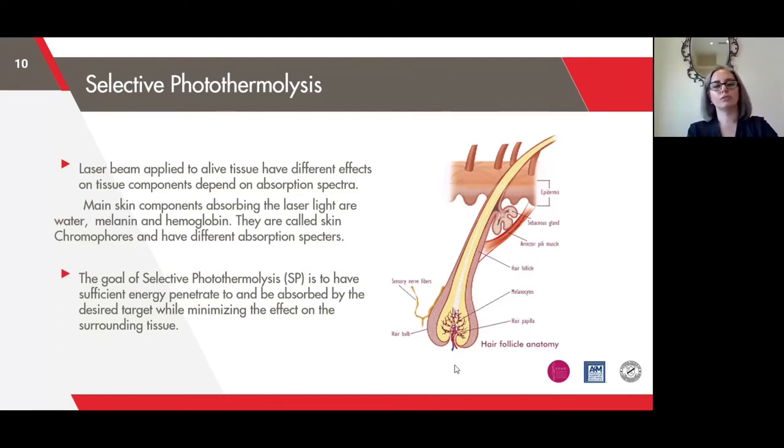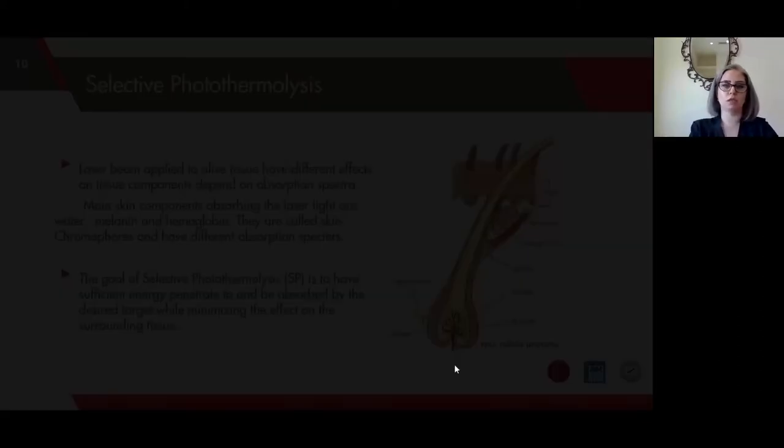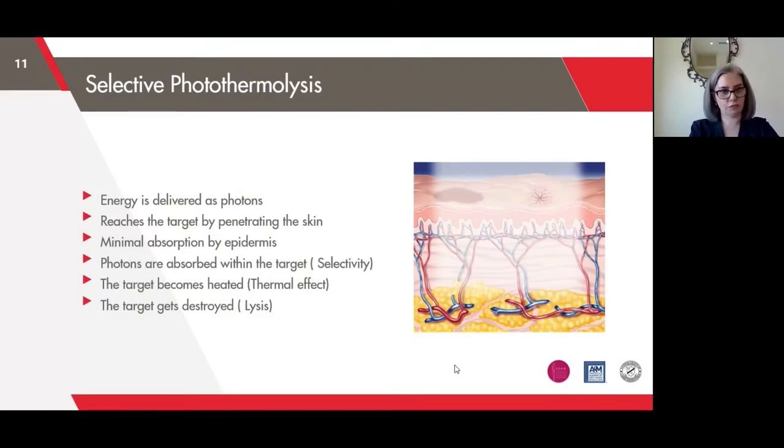So selective photothermolysis tells you that you give the laser, your target absorbs the laser, depends on the chromophore. As we discussed, our main chromophores are melanin, oxygenated hemoglobin, and then water. Depending on the chromophore, your chromophore absorbs the laser, gets heated, gets cooked, killed, lysed, without you damaging the surrounding tissue. This is called selective photothermolysis. Energy is delivered as photons, reaches the target by penetrating the skin, minimal absorption by epidermis.